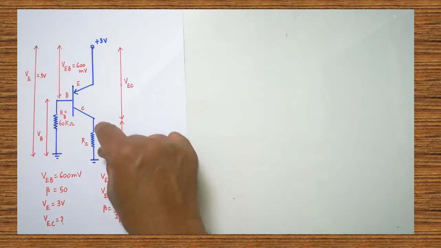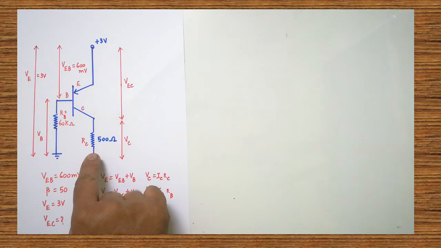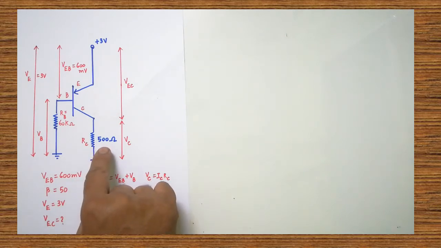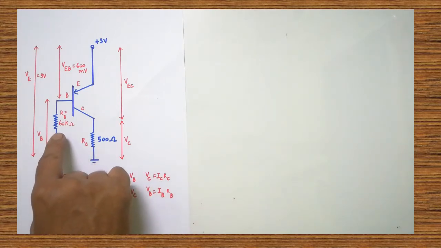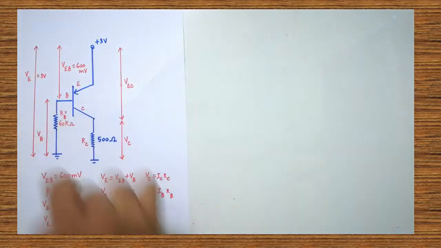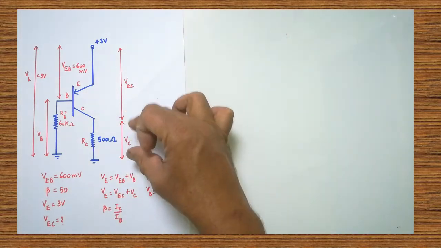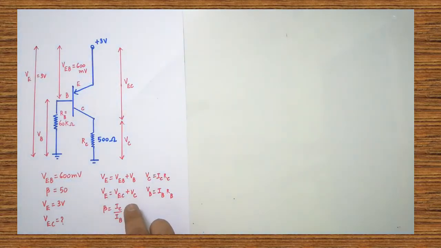VC is the potential difference in the collector circuit. In the collector circuit, one resistance is connected. That is called RC, that is 500 ohm. In the base circuit also one resistance is connected. Its value is 60 kilo ohm. Already I have told, if VEB and VB are added you will get VE. Like that, if VEC and VC are added you will get VE. So note down the summation values.